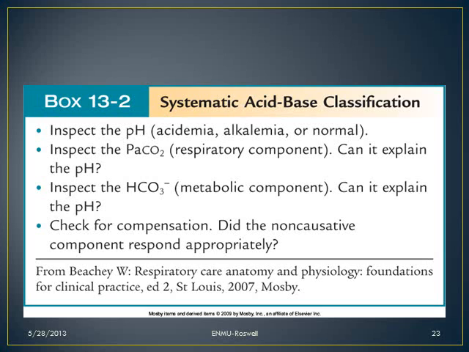Just like there's a systematic approach to interpreting an EKG or anything else, we're going to do the same thing with systematic classification of acid-base. Rule number 1, inspect the pH. Is it acid? Is it alkali? Or is it normal? Classify that. Once you make that ruling, whether it's acidotic, alkalotic, or normal, it doesn't change.